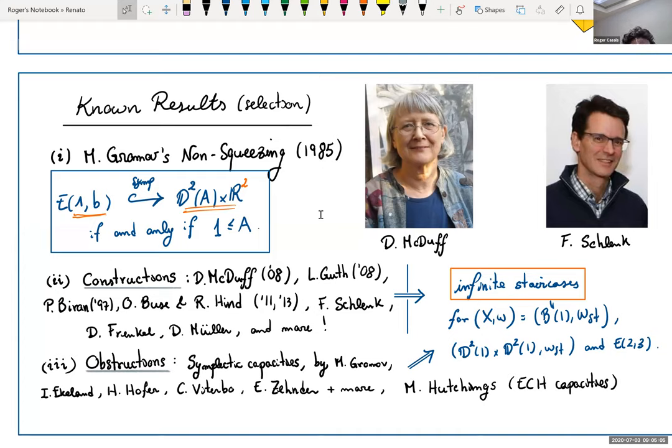Okay, so what then? In general, the name of the game is to fix some domain in here, the target domain, fix an ellipsoid and ask, can I do this embedding? Is there any finer obstruction than volume?